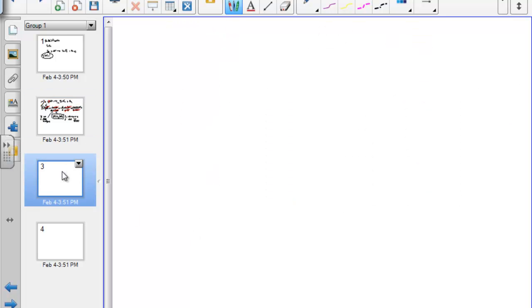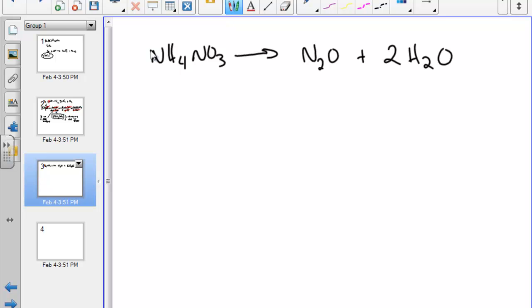Alright, so let's do the next one. Laughing gas, N2O, is sometimes used as an anesthetic, produced when ammonium nitrate is decomposed. So I have the decomposition of ammonium, which is NH4, nitrate, NO3. Those are +1 and -1, so it's just that. It decomposes into nitrous oxide and water. And that is balanced.